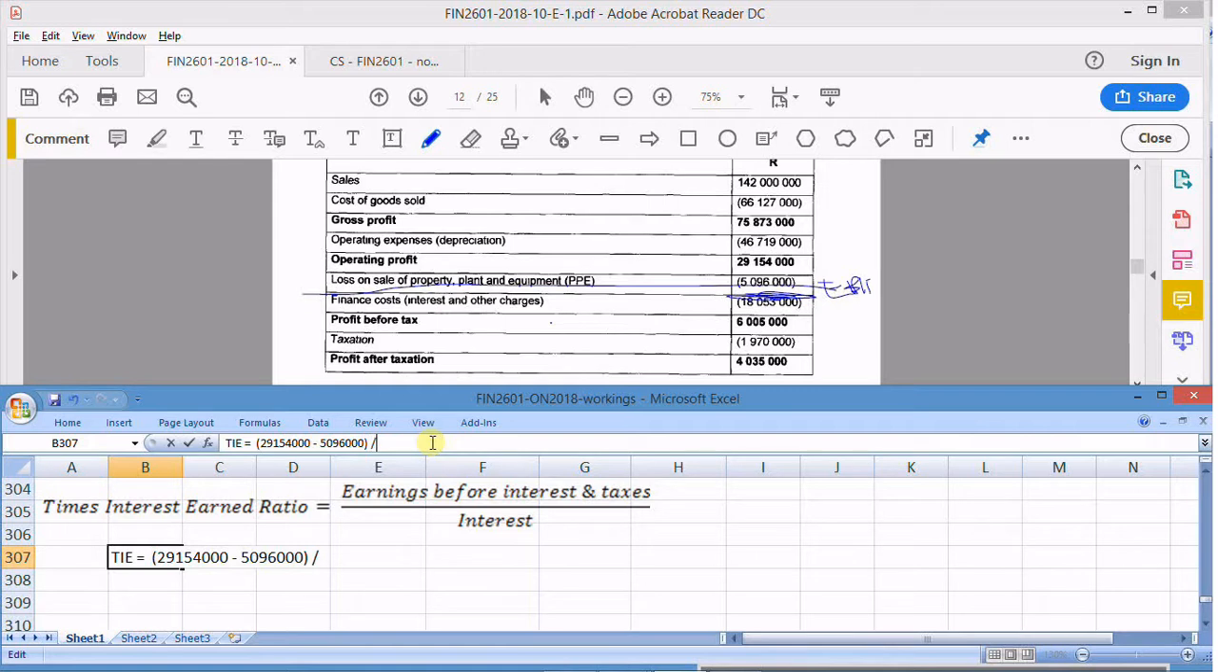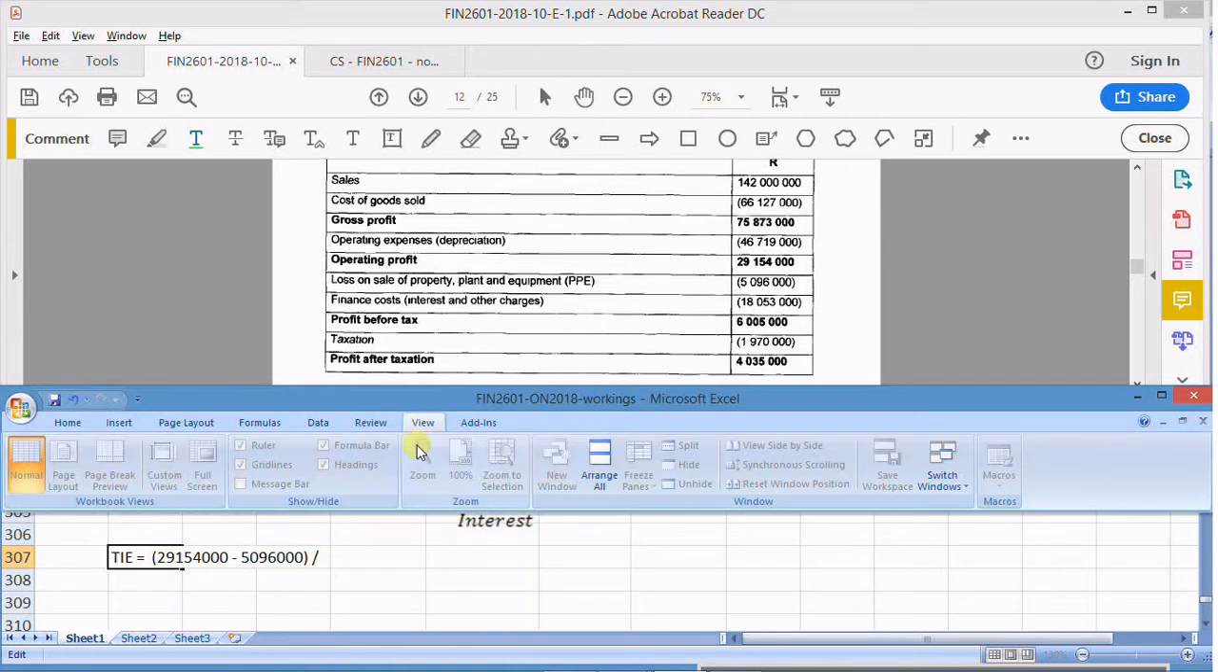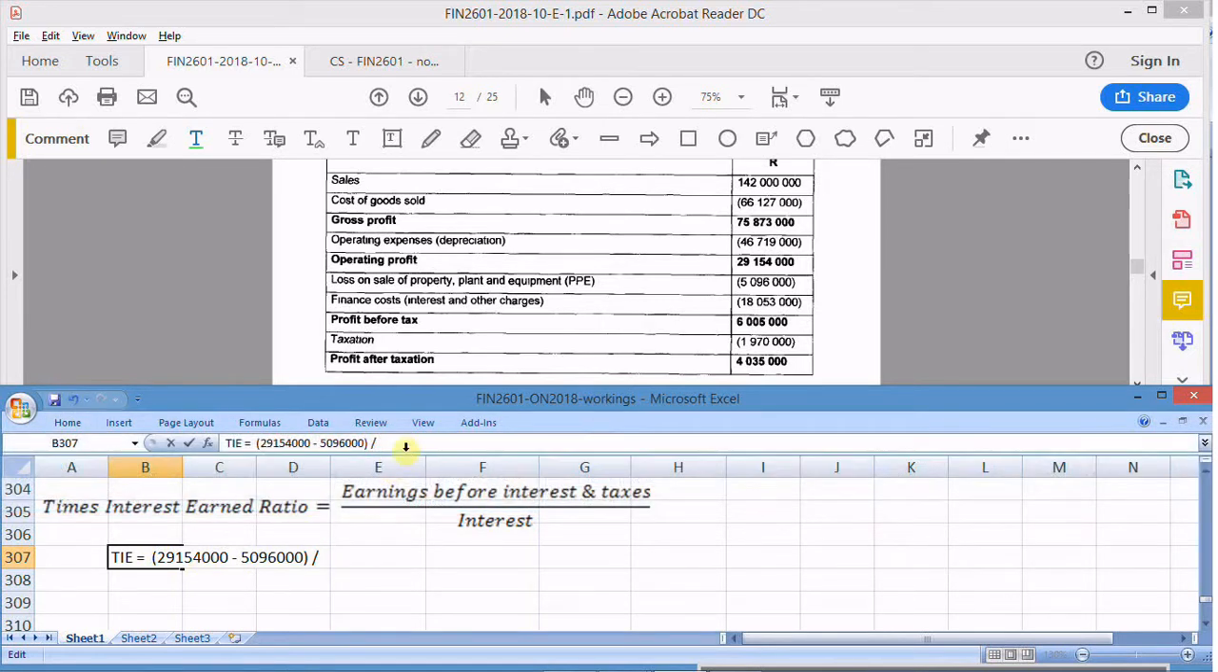Right, so that's the one. Close brackets divided by the interest. How much is the interest? Financing costs. Oh, I can't see that now that I've written over it. Okay, what is it now? 1,853,000. Okay, that's it. Let's solve. There's the times interest earned. Okay, that's good. It's a big number. It's bigger than one.